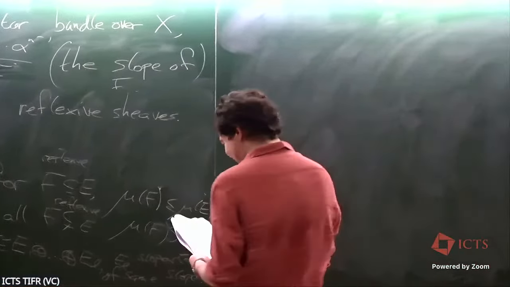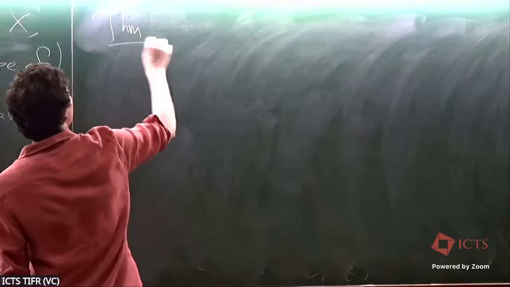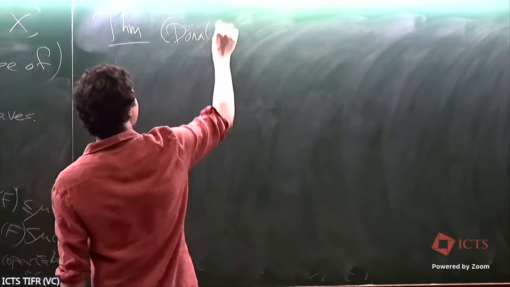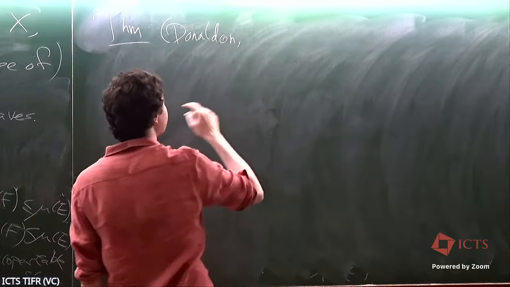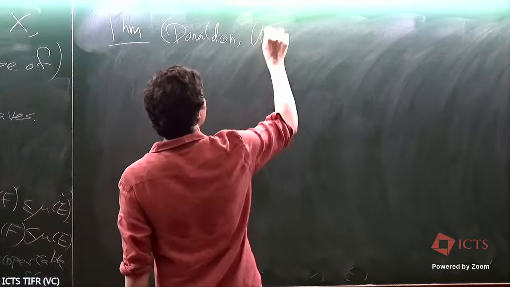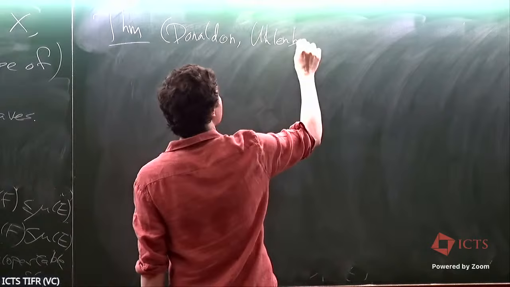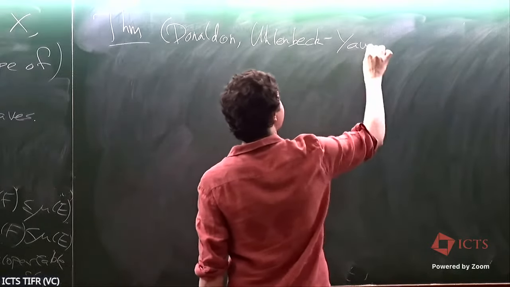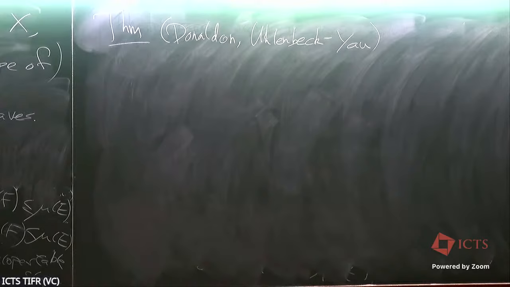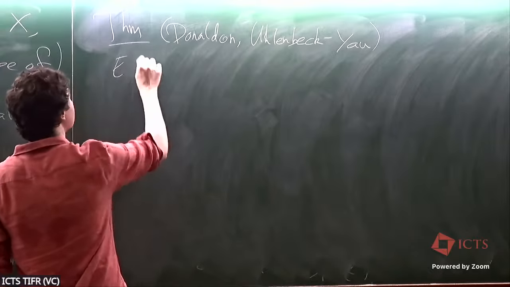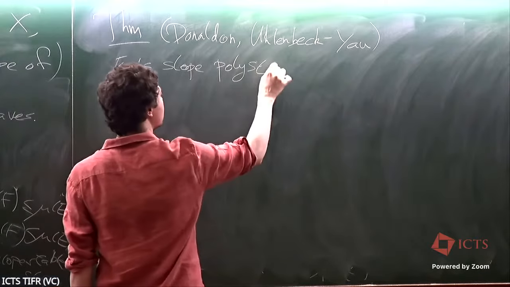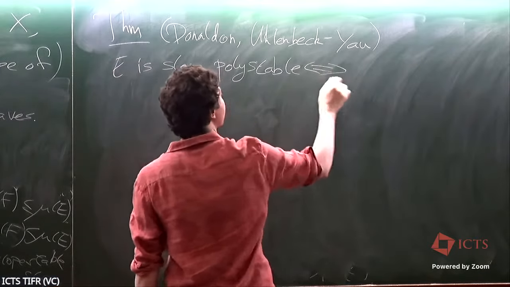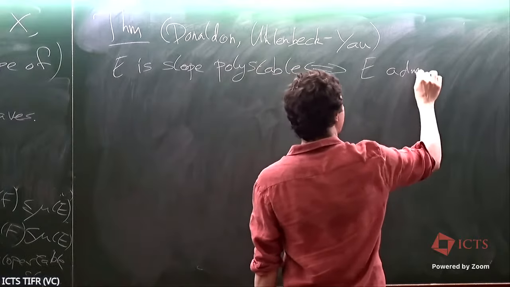Okay, so theorem. Due to Narasimhan and Seshadri over Riemann surfaces, so dimension 1, Donaldson in dimension 2, Uhlenbeck and Yau for general compact Kähler manifolds, and then Donaldson again for projective manifolds. It says that E is slope polystable if and only if E admits a Hermite-Einstein metric.